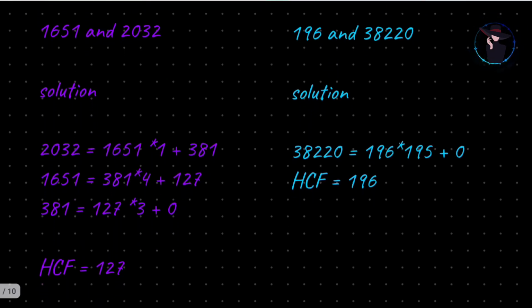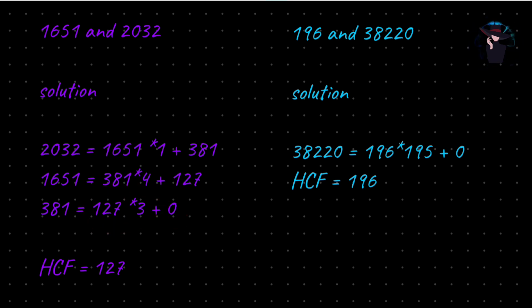So the given numbers are 1651 and 2032. Let's take the bigger number first, 2032. We can write it as 1651 into 1 plus 381. Now again, taking 1651, write it as 381 into 4 plus 127. 381 again is equal to 127 into 3 plus 0.